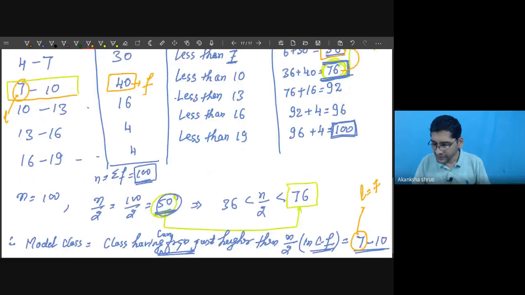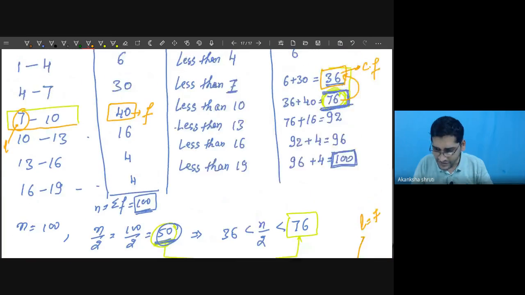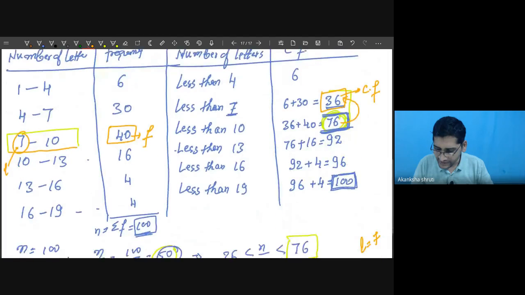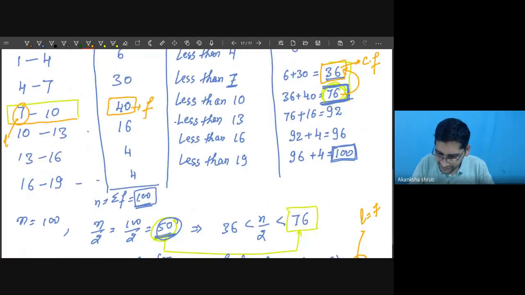Afterward, you just copy it for substituting in the formula. So from this, I'm going to write on the next page. I do not have a page downward. Or let me write here itself. Therefore, here we can write the modal class.